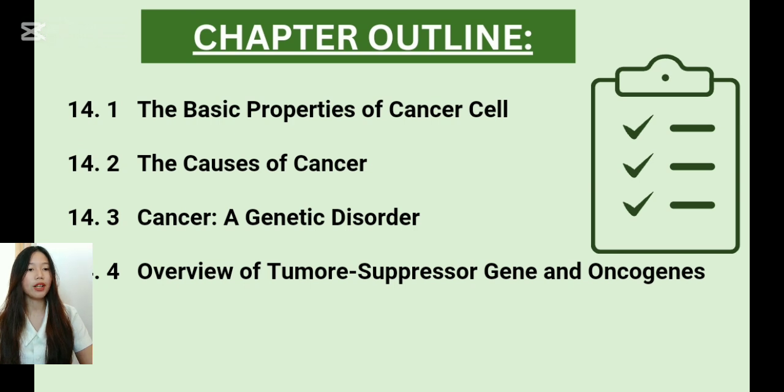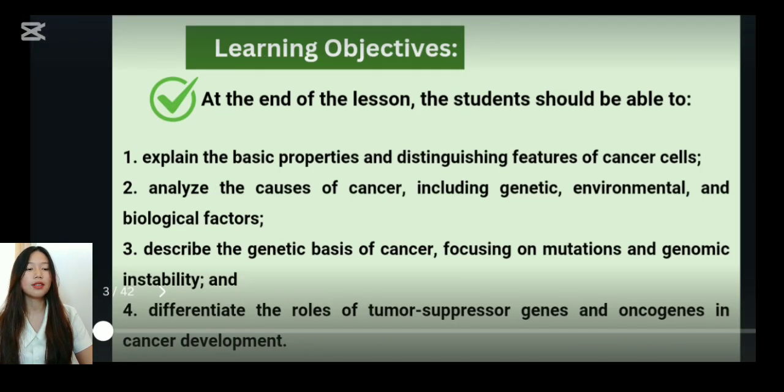So here are the learning objectives. At the end of the lesson, the students should be able to, first, explain the basic properties and distinguishing features of cancer cells. Second, analyze the causes of cancer, including genetic, environmental, and biological factors. Third, describe the genetic basis of cancer, focusing on mutations and genomic instability. And last, differentiate the roles of tumor suppressor genes and oncogenes in cancer development.